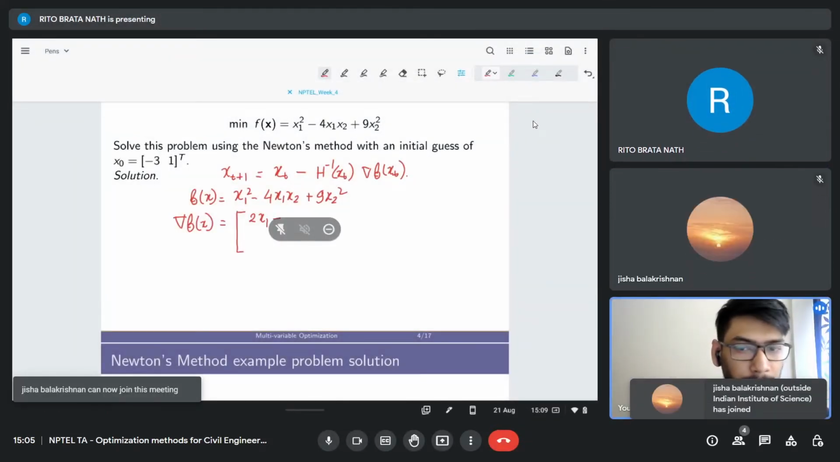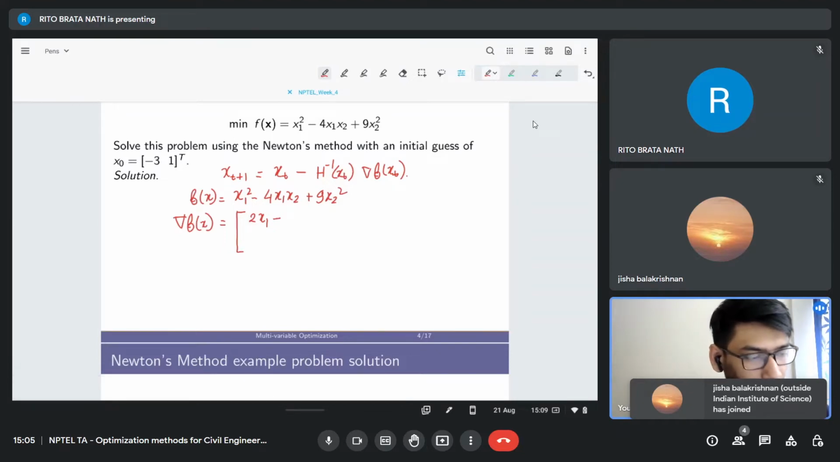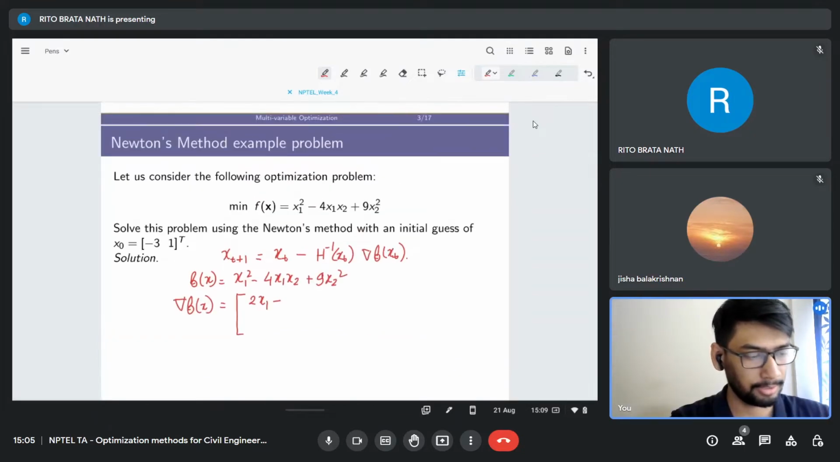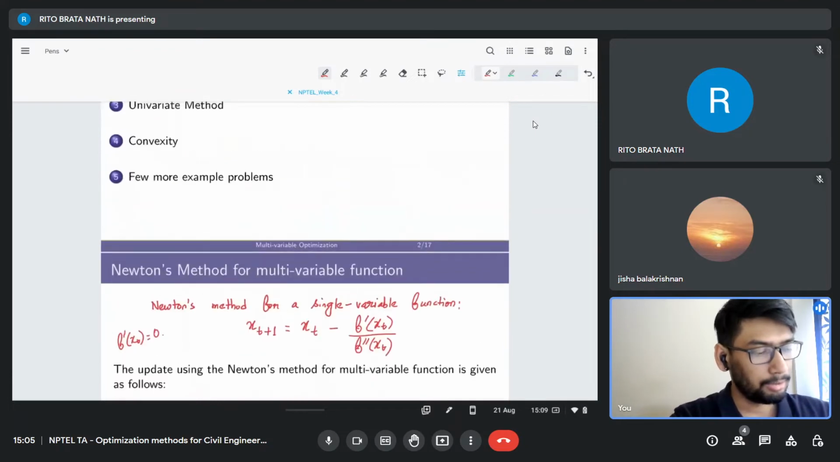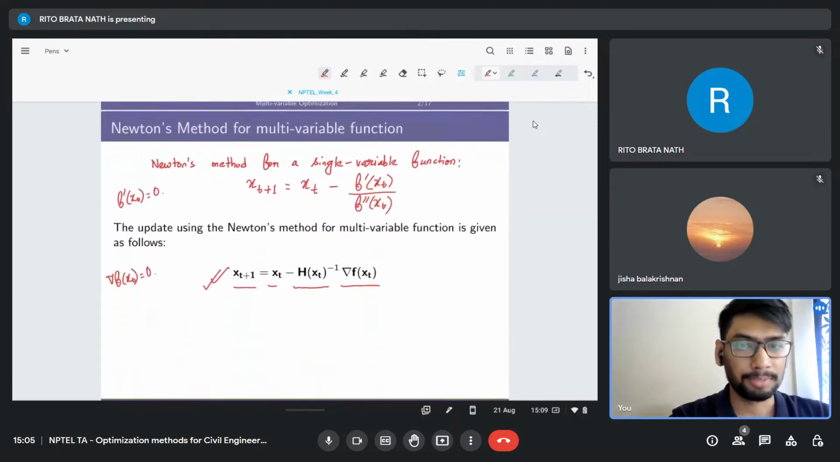okay, finally we have someone who joined the meeting. So probably I'll just go through whatever I've discussed till now. I'll be taking some example problems and solving them in the class. The assignment problems probably have some problems related to multivariable functions, and using Newton's method, you have to solve it.